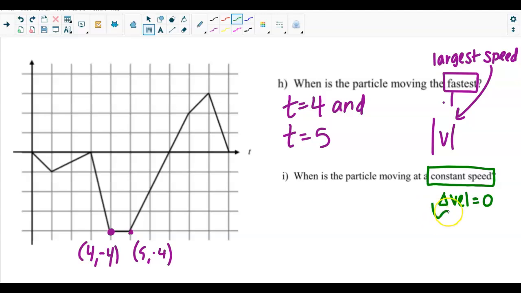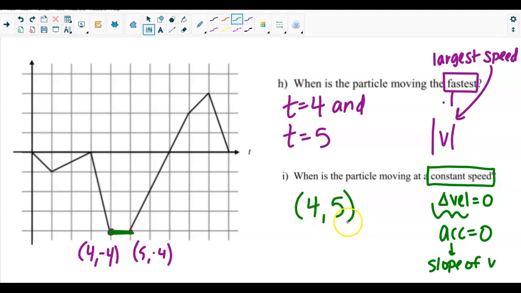Well, change of velocity, that is actually acceleration. Constant speed means we are not speeding up or slowing down. Our acceleration is 0. Well, acceleration is the slope of velocity. So we're looking at when slope is 0 or a flat line, and that actually happens on the interval of 4 to 5 seconds. So basically at 4, it hits its highest speed, it stays constant until time of 5 seconds, and then it changes after that.